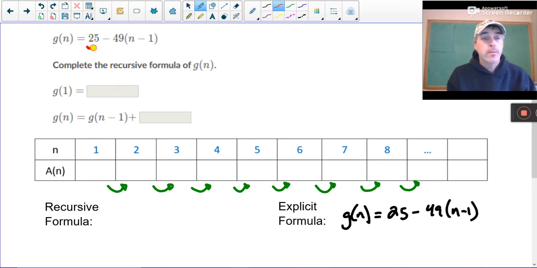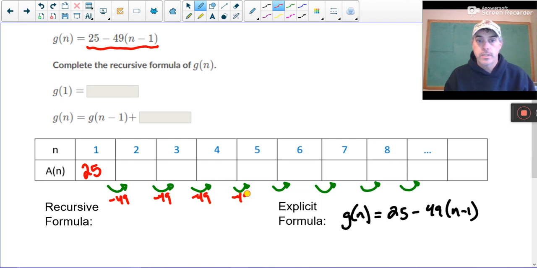Okay, so as I'm reading this, I'm thinking my formula is going to be 25 is my starting point. And then I'm taking away 49 to get to each new term within my sequence. So this one is going to have smaller numbers. 25 minus 49 is going to get me into the negatives, and then I'm going to keep being in the negatives over and over again.